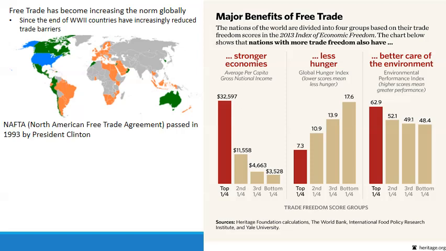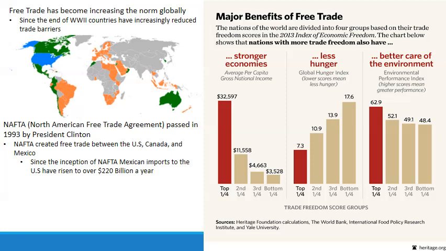So the most noticeable, most recognizable free trade agreement for the U.S. is NAFTA, which began in 1993. It's the North American Free Trade Agreement, with Mexico and Canada. And so it allowed free trade between those three countries. Since the inception of NAFTA, Mexican imports to the U.S. have risen to over $220 billion a year, where U.S. imports to Mexico have risen to over $150 billion a year. So it has helped on both ends.